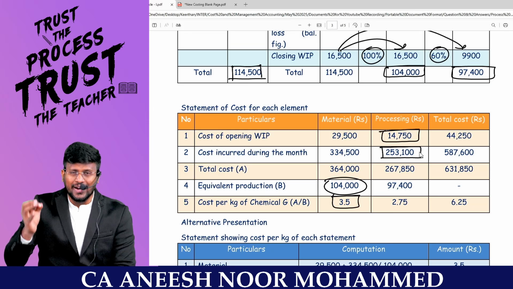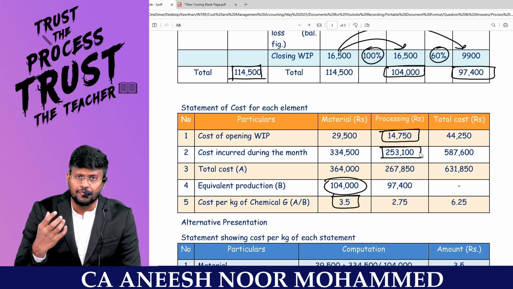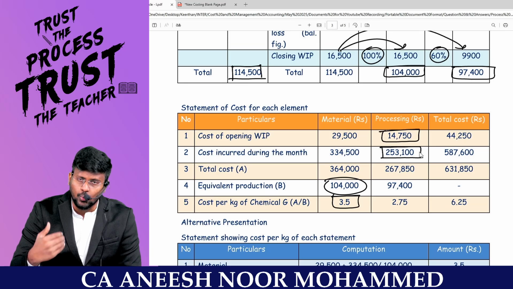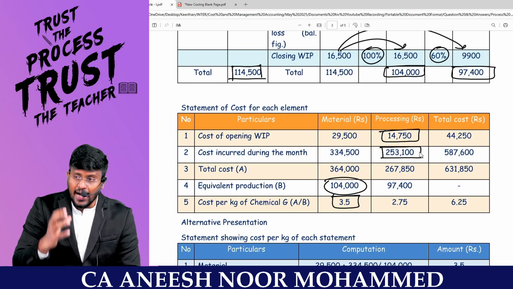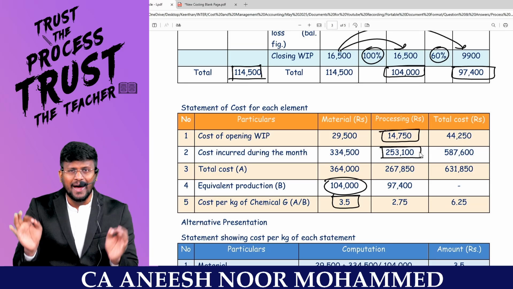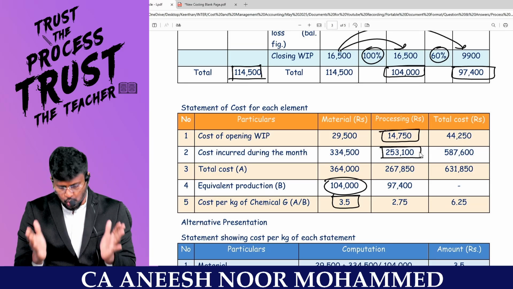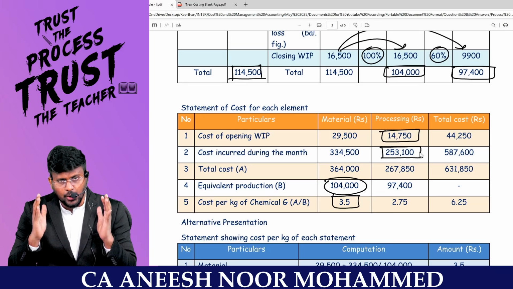2,53,100. Surely in this 2,53,100, some part of the cost I would have used to convert the opening WIP into finished. Some part of the cost I would have used to complete the finished goods. Some part of the cost to manufacture the closing WIP. So I have not incurred this for my total input.